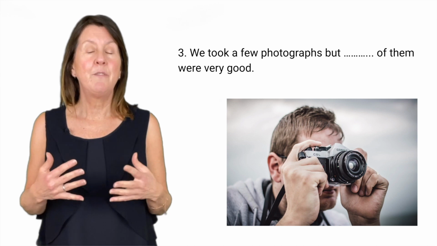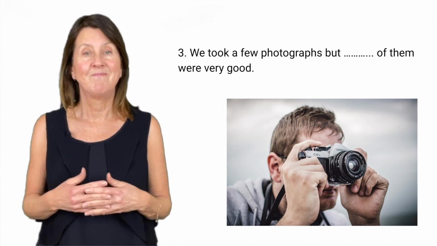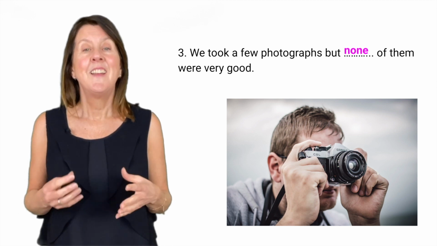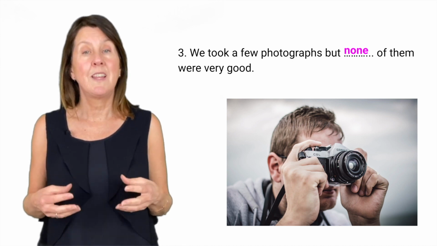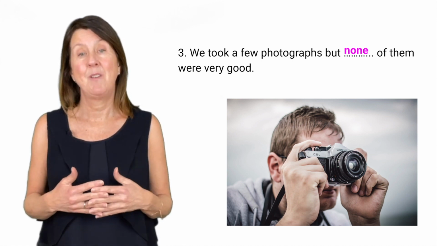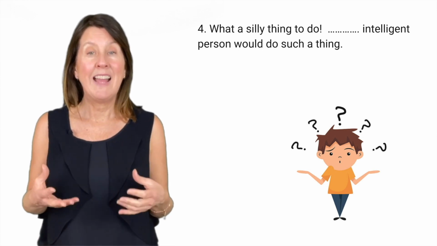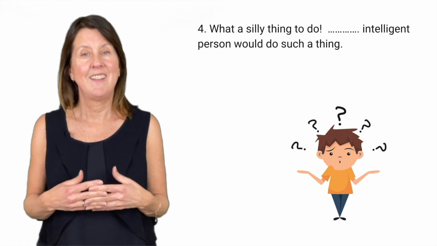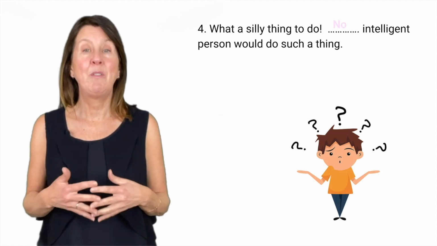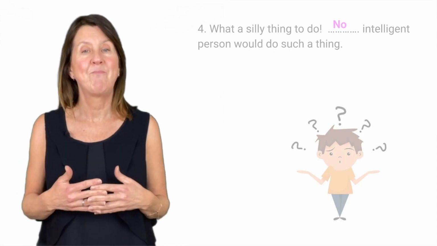3. We took a few photographs, but blank of them were very good. None. Notice the preposition of, so we use none as we want to say that not any of them were very good. 4. What a silly thing to do. Blank, intelligent person would do such a thing. No. Before a noun we use no to mean not an intelligent person.